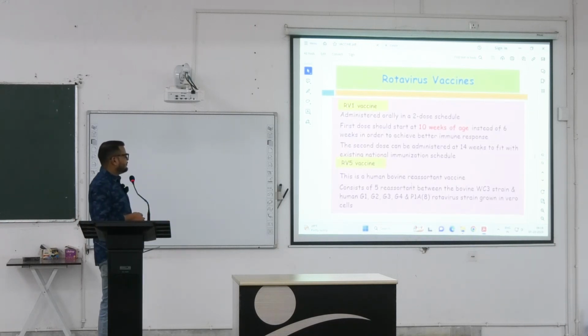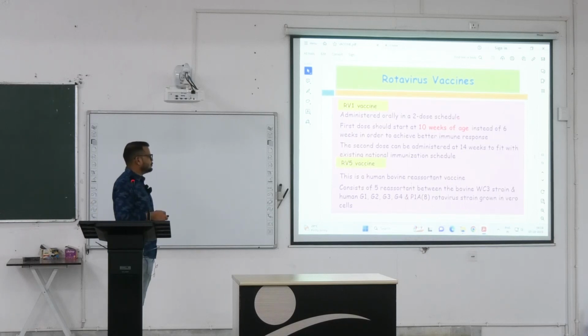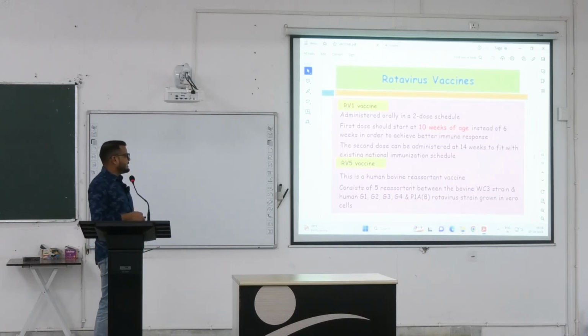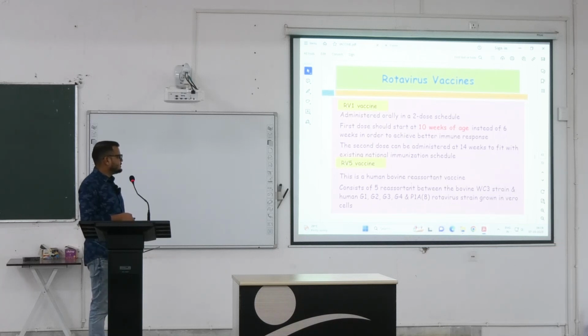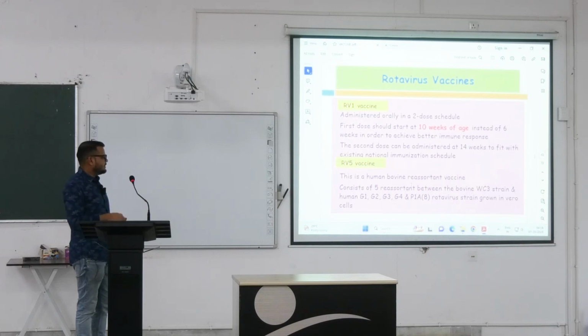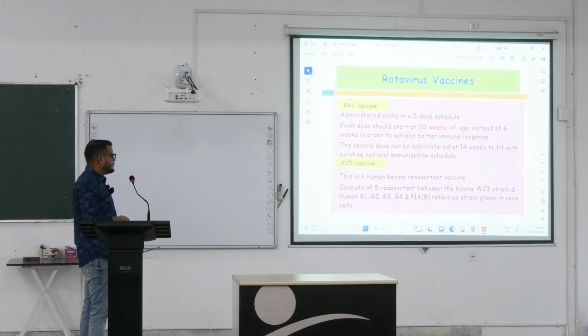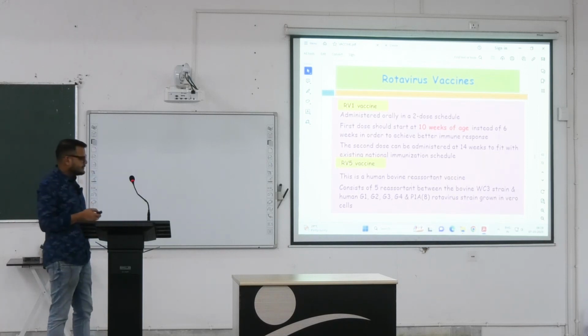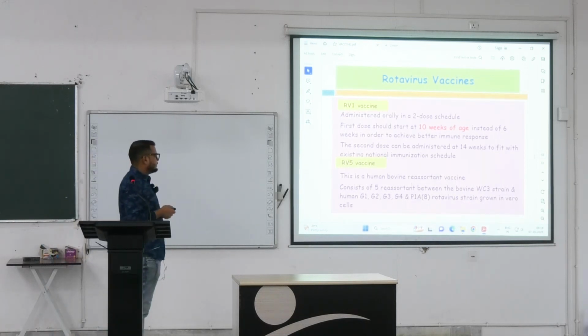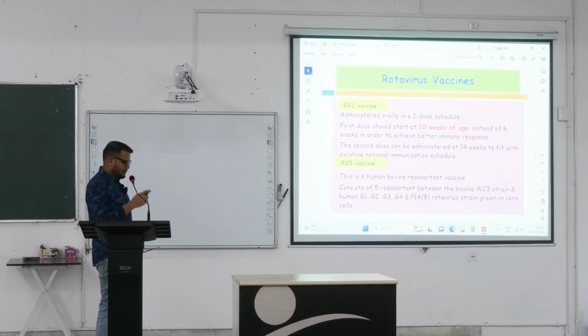So RV1 and RV5. RV1 is administered orally in a 2 dose schedule. The first dose should start at 10 weeks of age instead of 6 weeks in order to achieve a better immune response. And RV5 is a human bovine vaccine consisting of 5 reassortments, which is why it is called pentavalent: G1, G2, G3, G4 and P1A rotavirus strains. So 5 strains, 5 reassortments are there. That's why it is called RV5 or rotavirus 5 vaccine, and this is the rotavirus 1 vaccine.